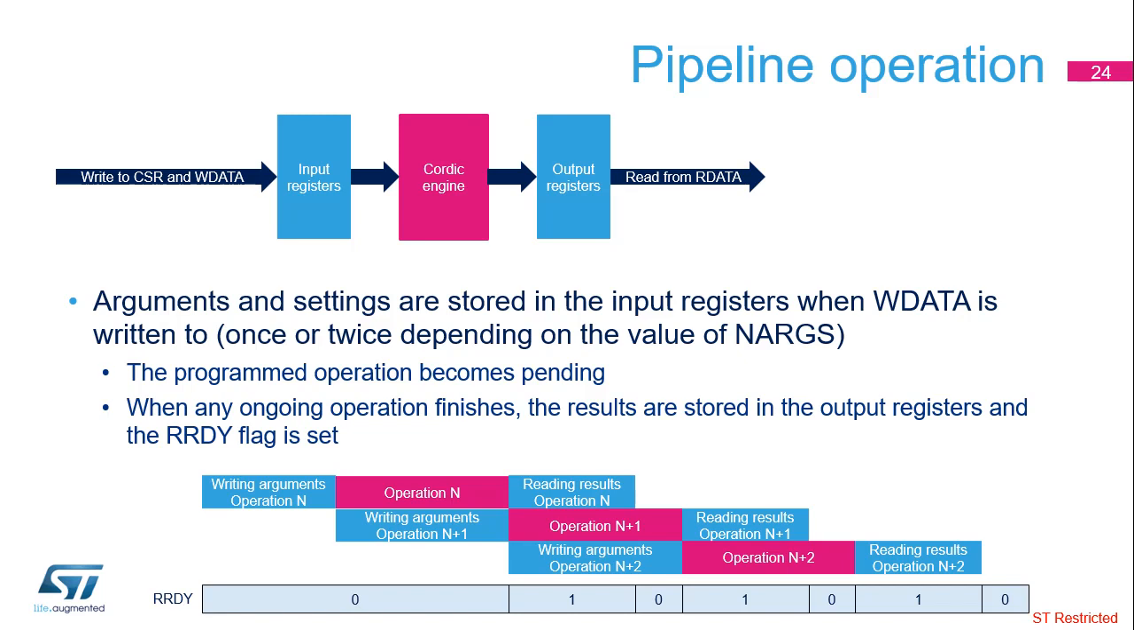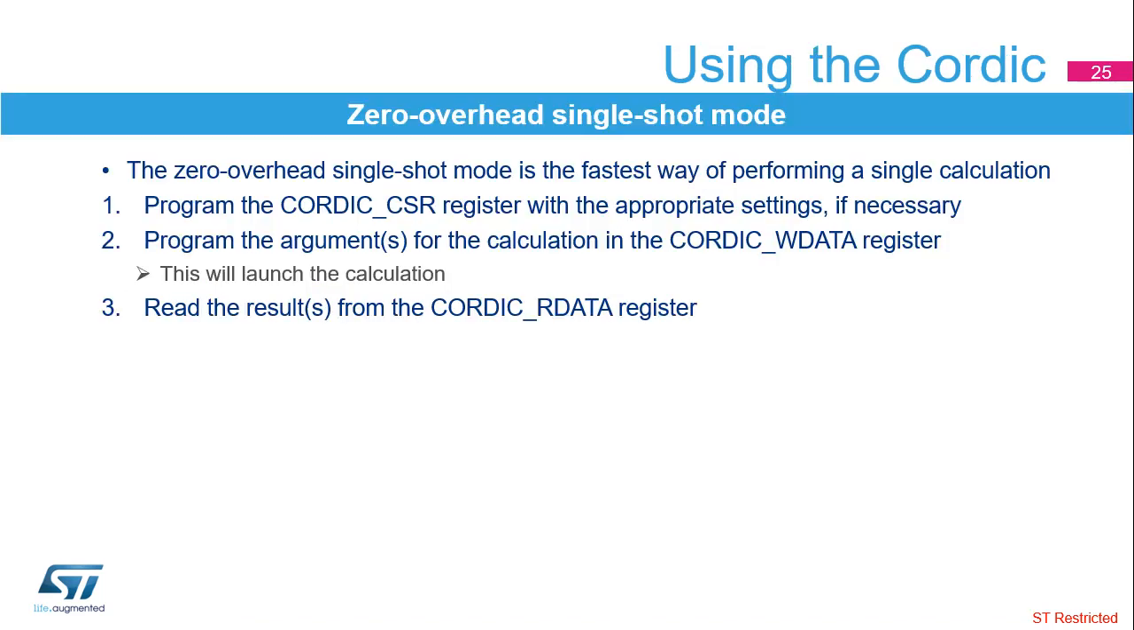The Cordic CSR register can be reprogrammed while a calculation is in progress without affecting the result of the ongoing calculation. The sequence described in this slide summarizes the use of the Cordic IP in zero overhead mode, assuming a single-shot operation. No further calculation is scheduled, so the processor simply waits for the completion of the current operation.